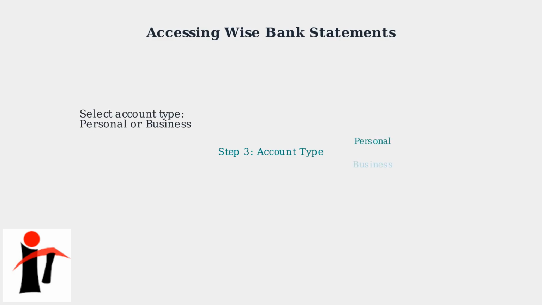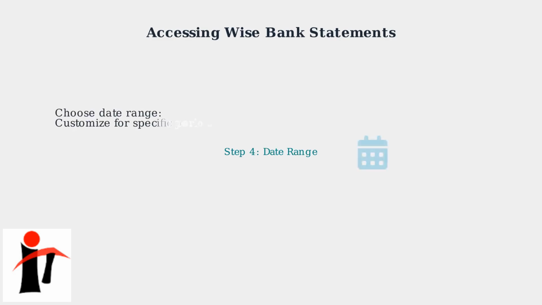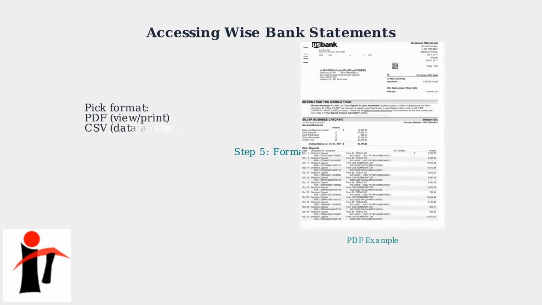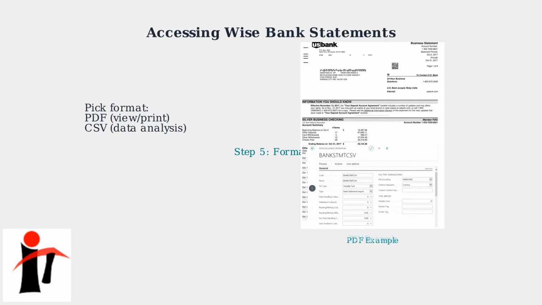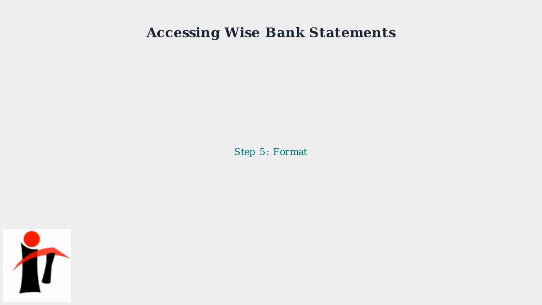You'll then need to select the specific account type you want a statement for, whether it's a personal or business account. Choose the date range you need. You can customize it for specific periods. Finally, pick your preferred format: PDF for easy viewing and printing, or CSV for data analysis in spreadsheet software like Excel or Google Sheets.